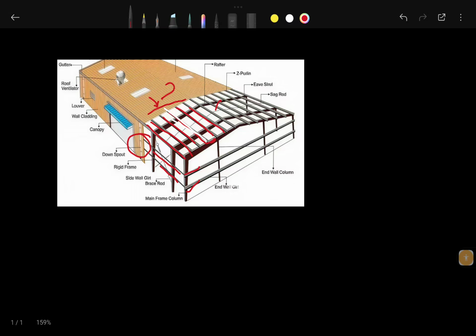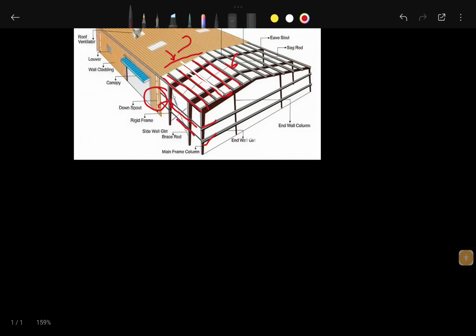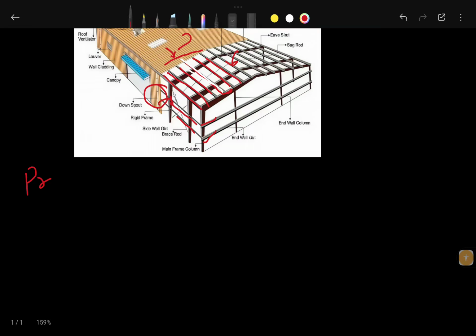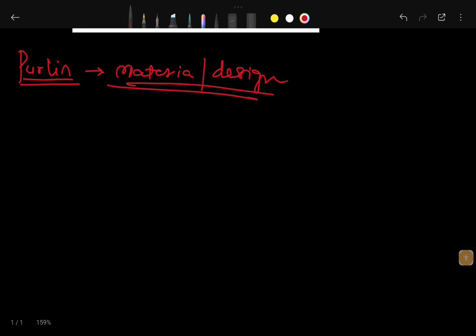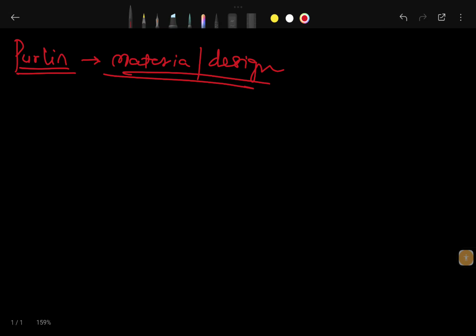So these are two important parameters, purlin and girt. In this video, we will see about the purlin, the purlin material, the purlin design, everything we will see in this video. Now let's start.